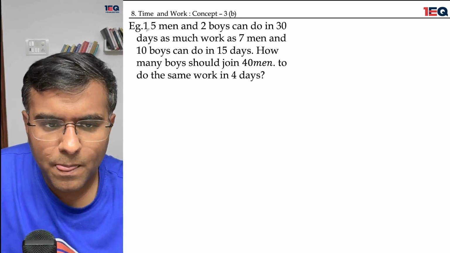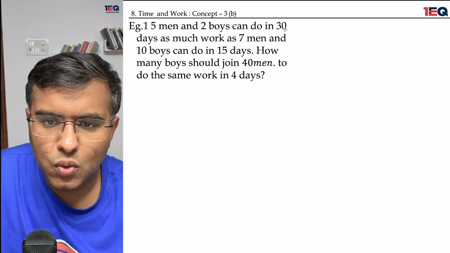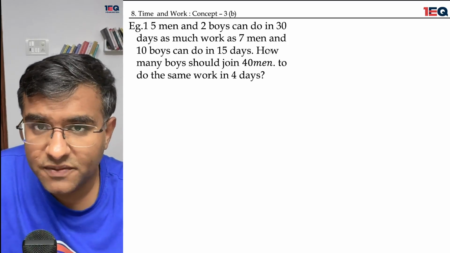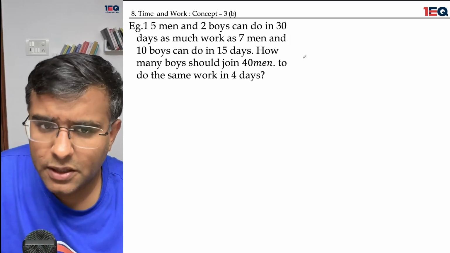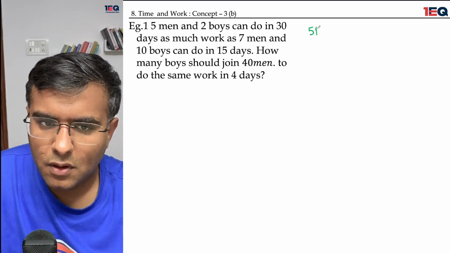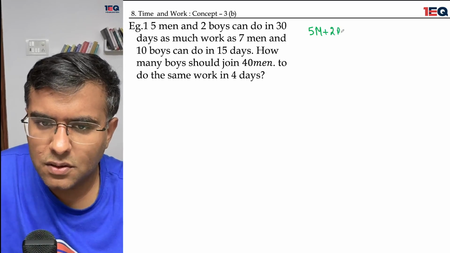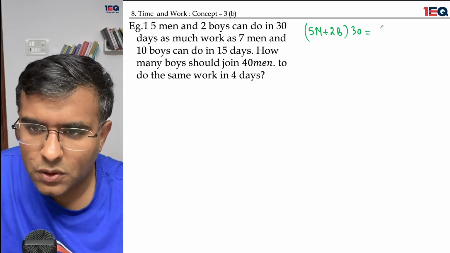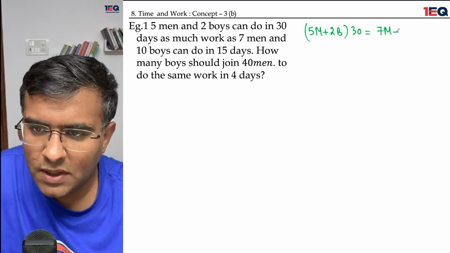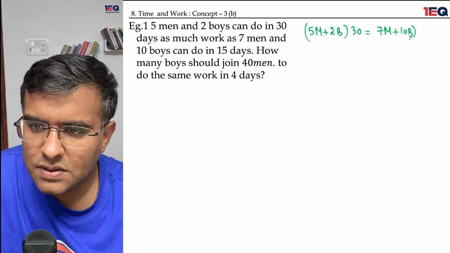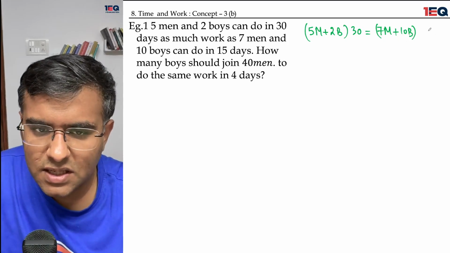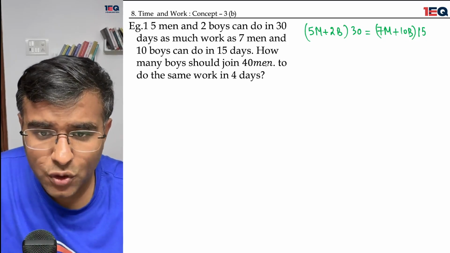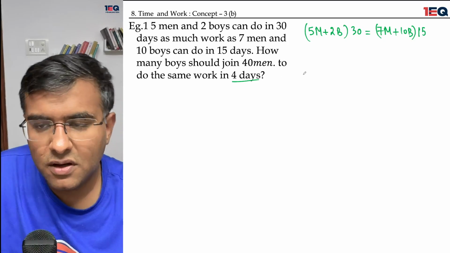5 men, 2 boys can do in 30 days as much work as 7 men and 10 boys can do in 15 days. Simple linear equation. 5 men plus 2 boys can do a job in 30 days, which is also equal to a job which is done by 7 men plus 10 boys in 15 days. How many boys should join 40 men to do the same work in 4 days?